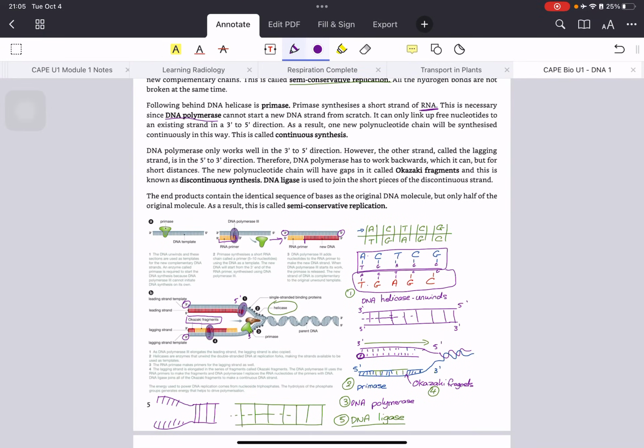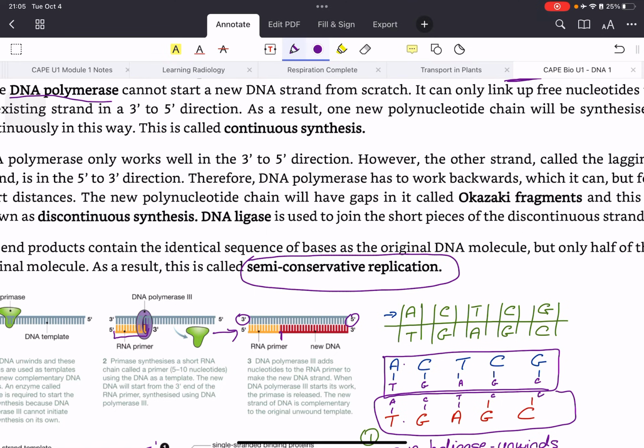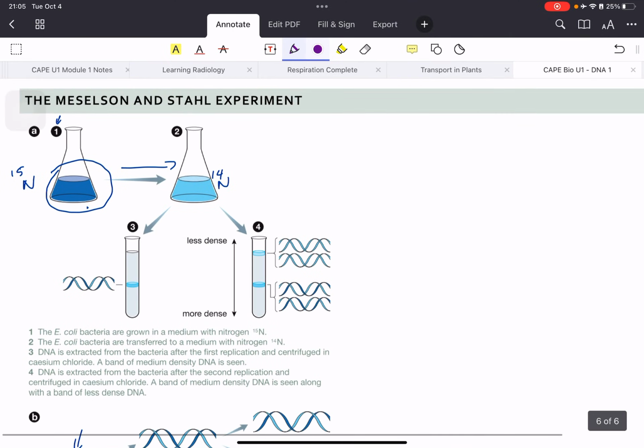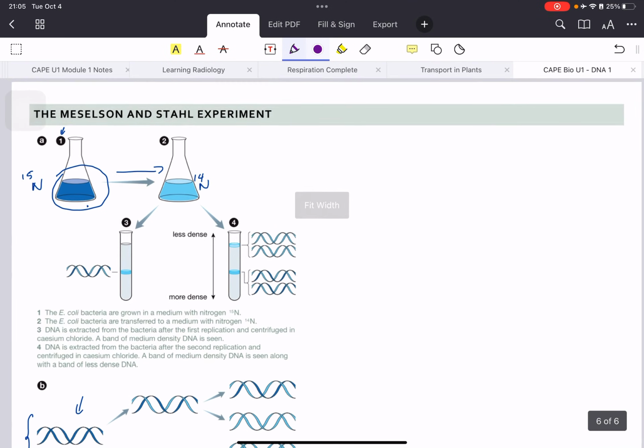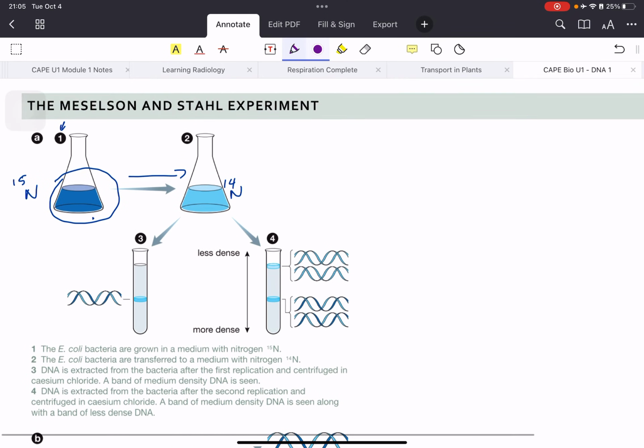Now, the last thing I want to take a look at is this term here, semi-conservative replication. And to understand this, we will simply look at an experiment called the Meselson and Stahl experiment. So, what happened here is they did an experiment with the replication of bacteria, a certain one called E. coli. That's a pretty common bacteria, right?